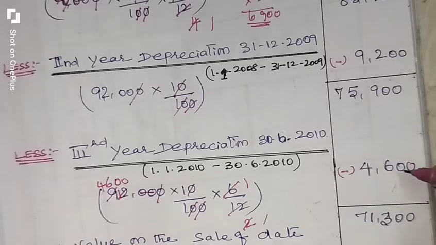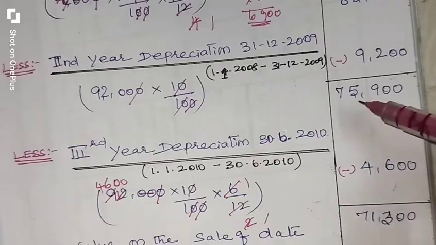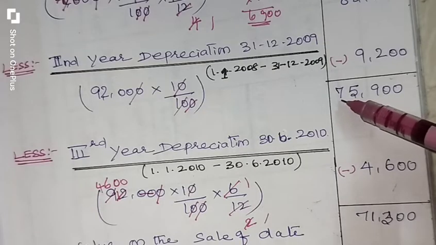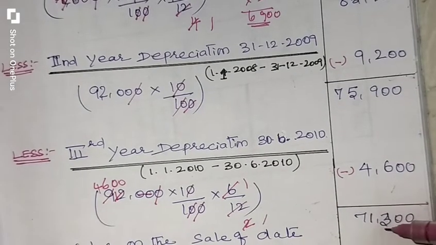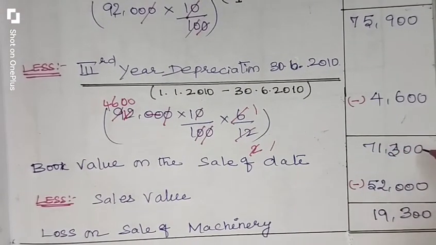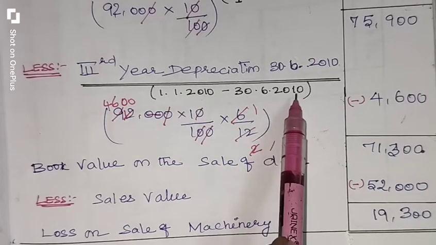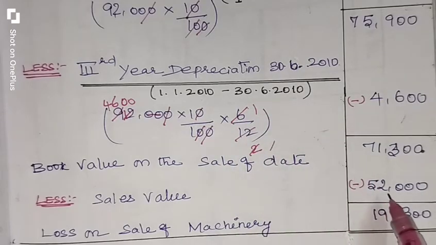Now we are going to subtract 4,600 from 75,900. We will get 71,300. This is the book value of the asset. And they have sold the asset on 30th 6 2010 at rupees 52,000. So we have to find whether it is profit or loss.